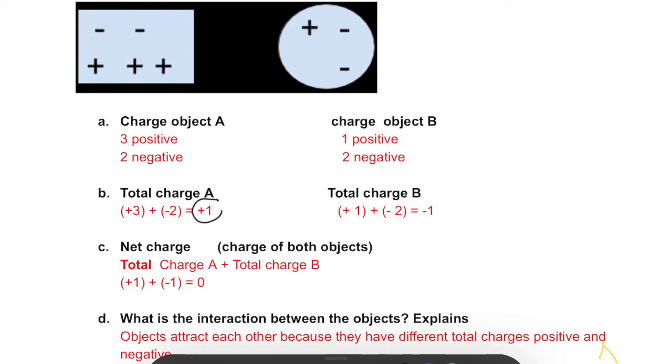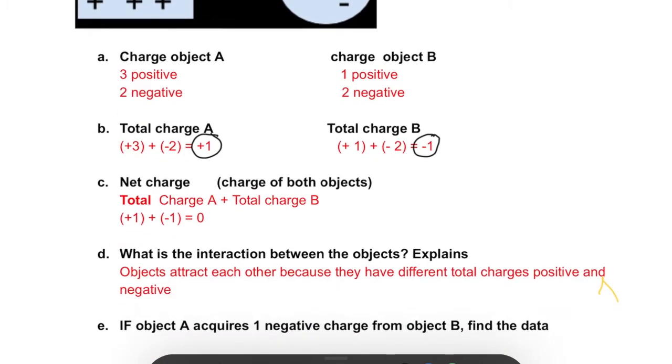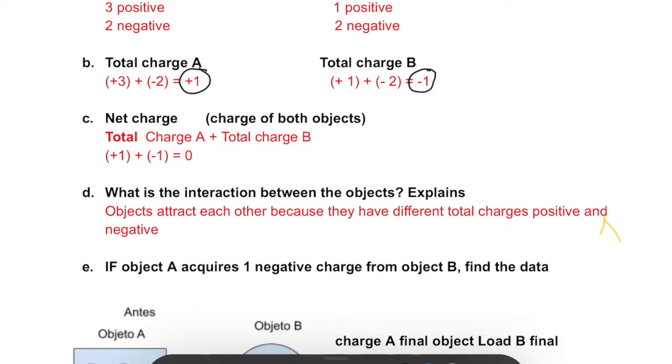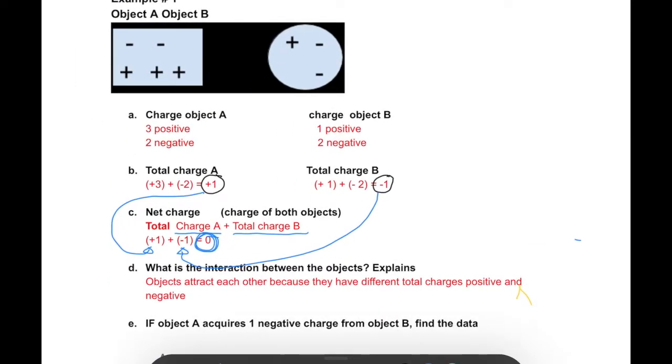What we need to remember is the charge. The charge of object A is +1, the charge of object B is -1. Now let's go for net charge. Net charge means the charge of both objects when you add them together. The net charge, or the total charge, is the charge of object A plus the charge of object B. Object A has a charge of +1, and object B has a charge of -1. When we add +1 and -1, this is going to be equal to 0. That means the total charge of both objects, or the net charge, is equal to 0.